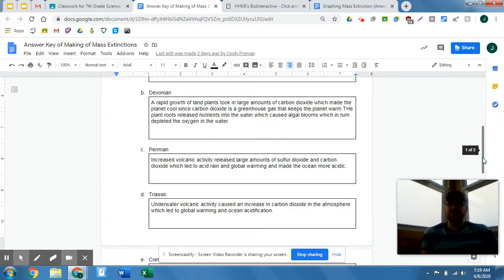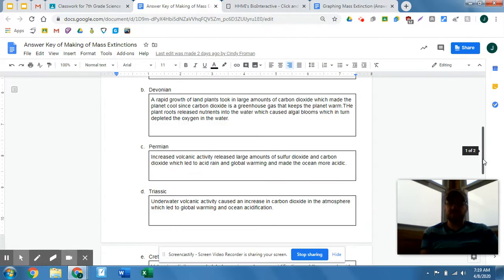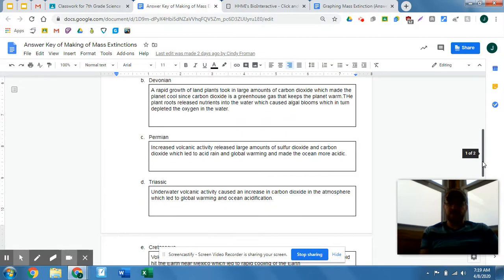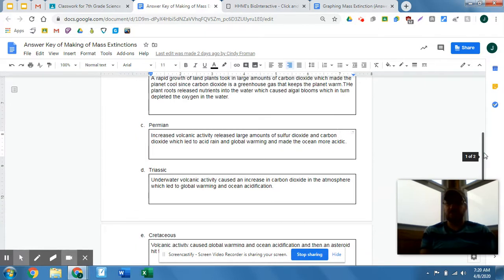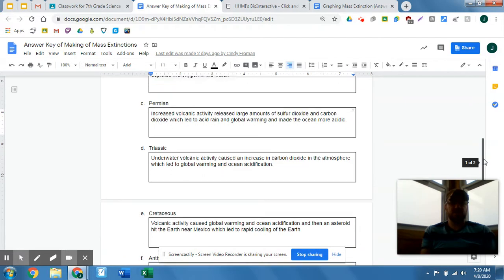So it's the opposite of the climate change that is going on now, where we're putting in CO2. The plants took it out of the atmosphere and it caused us to cool down. They also released nutrients into the water, which caused algal blooms, and that took the oxygen out of the ocean, because when those bodies of tiny microscopic algae die, they decompose, which takes oxygen.